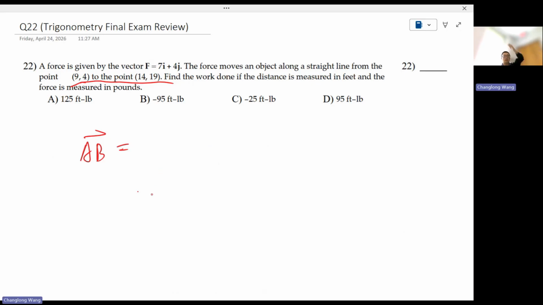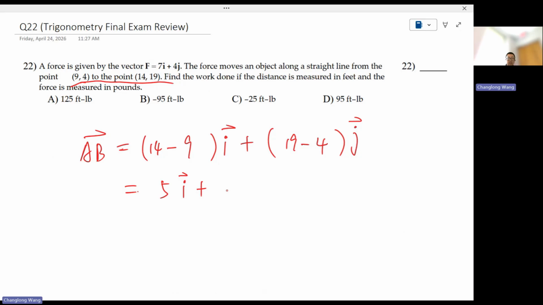from the initial to the final, right? So it will be some number in front of the i, and some other number in front of the j. Exactly, the order matters a lot. So it's 14 minus 9 and 19 minus 4. You subtract the corresponding x's and y's, but final minus initial. This works out as 5i plus 15j, right? Now since you have the force vector, let's do the dot product to find the work.